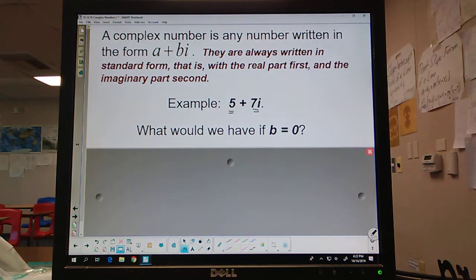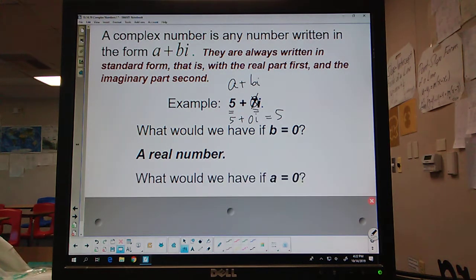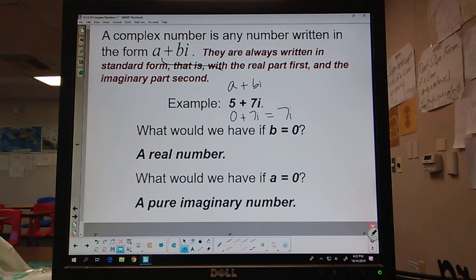Now let me ask you, what would we have if b right here was 0? And when I say b, I mean my 7. What if the 7 was a 0 all of a sudden? Well, you would have 5 plus 0i, and you would just have 5, which is a real number. Okay, no problem there. What if a was 0? Okay, what if up here I had, instead of that 5, see, 5 is the a number. You know, it's the a plus bi. Well, what if that was a big 0 plus the 7i? Well, you would just have 7i for your answer, which is called a pure imaginary number.